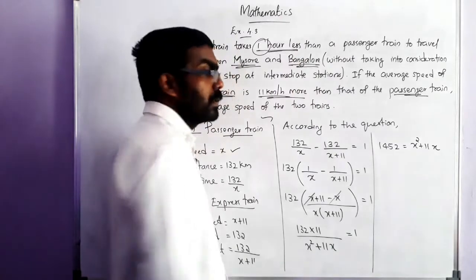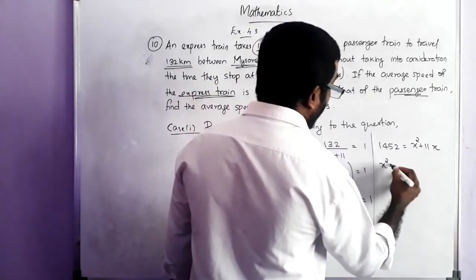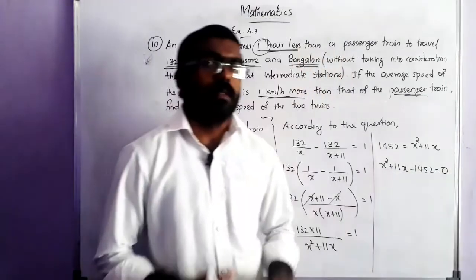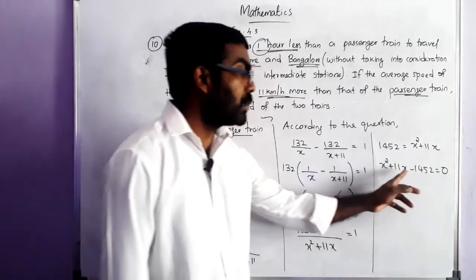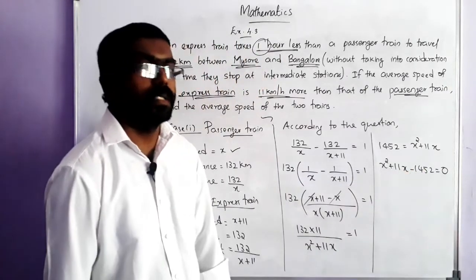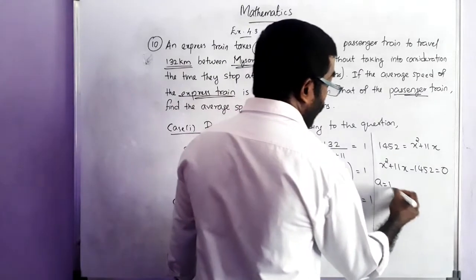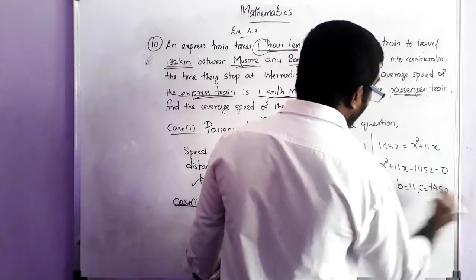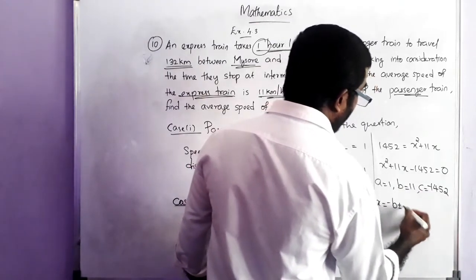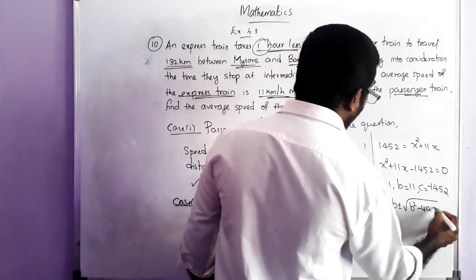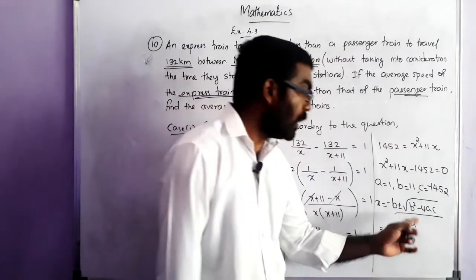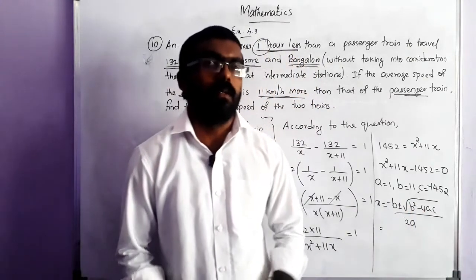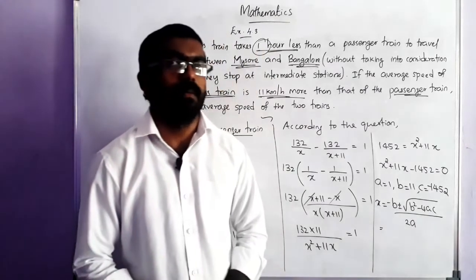Now we can rearrange the terms: x square plus 11x minus 1452 is equal to 0. So now we obtain a quadratic equation, x square plus 11x minus 1452 is equal to 0. Here the value of a is 1, b is equal to 11 and c is equal to minus 1452. And we know the formula, x equal to minus b plus or minus root of b square minus 4ac divided by 2a. So by replacing the values of a, b and c in this quadratic formula, you will get the answer. The remaining part you can do yourself.